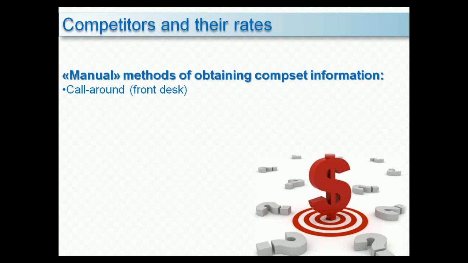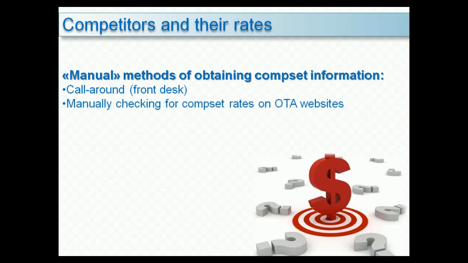You can't trust a front desk agent telling you about what occupancy and rates they have at any given time. So this information really cannot be used to assess your hotel, your market in the area, and to set your prices. So the second method is manually checking for comp set rates on OTA websites or brand websites. This method is a little more reliable, but it's very time-consuming and it also can be inaccurate.